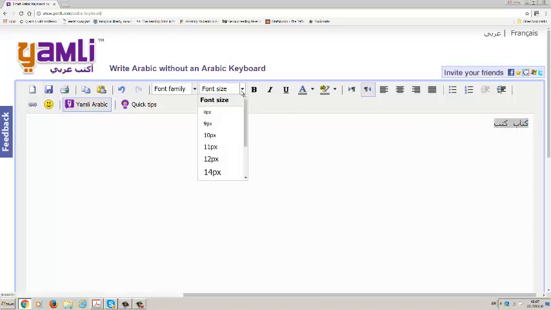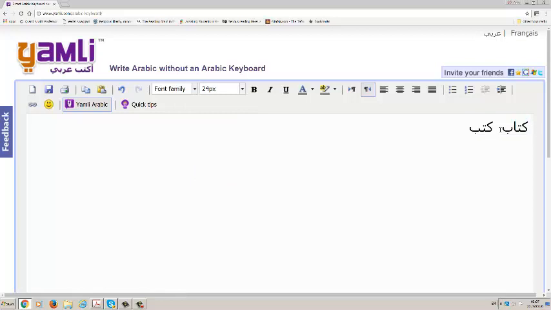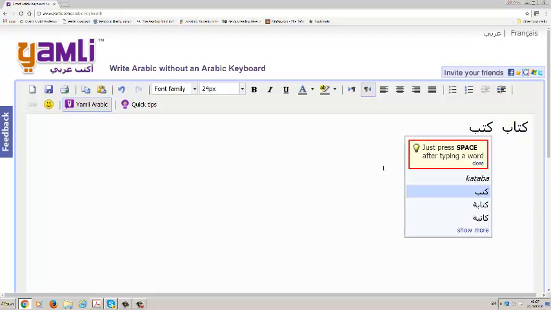We go for bigger font size, we make it, oops, that's the biggest I think we've got there. Or is it? No, there's bigger ones. So we've got the word kitab, okay. Just imagine the vowel signs in the word. Kitab, kitabun, or you can also say kitabun.